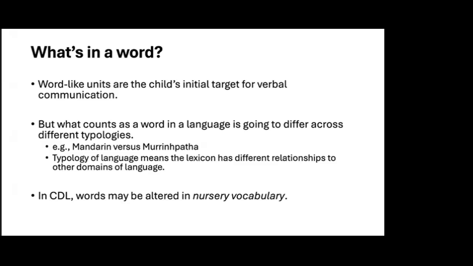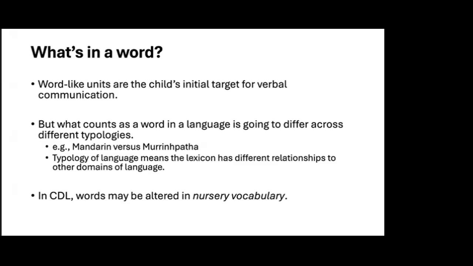For instance, if we compare Mandarin to Murrinh-Patha, words in Mandarin obviously depend on the tonal system, whereas words in Murrinh-Patha, especially the verb, are heavily dependent on the complex morphology of the language. So in any sketch, you're going to have to think about how the lexicon interacts with other components of language, and we'll see some examples of that later in the presentation when we look at Inuktitut. Basically, the typology of a language means a lexicon has different relationships to other domains of language.